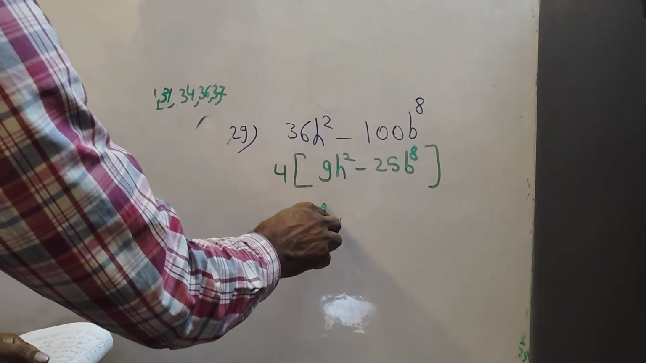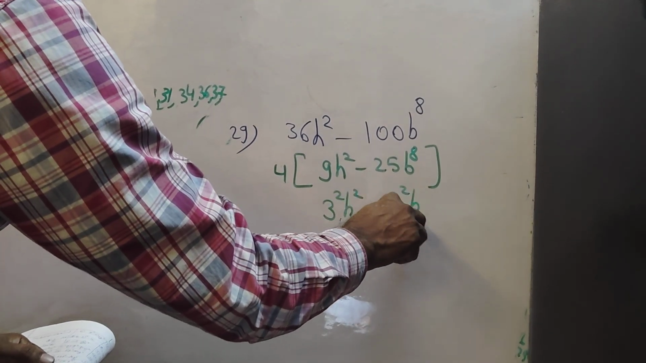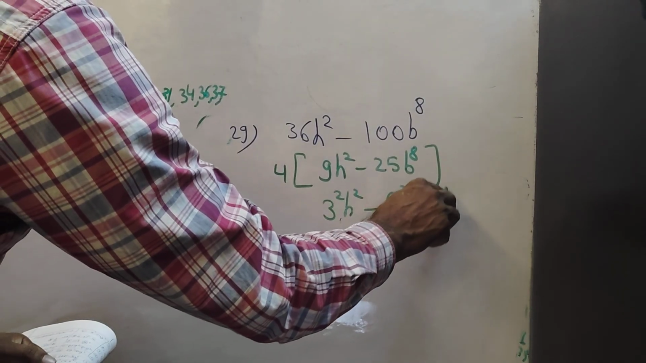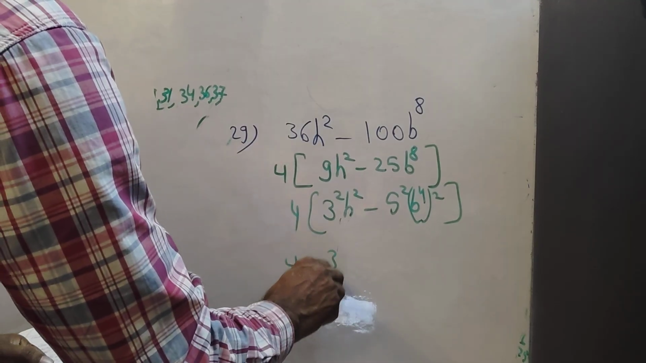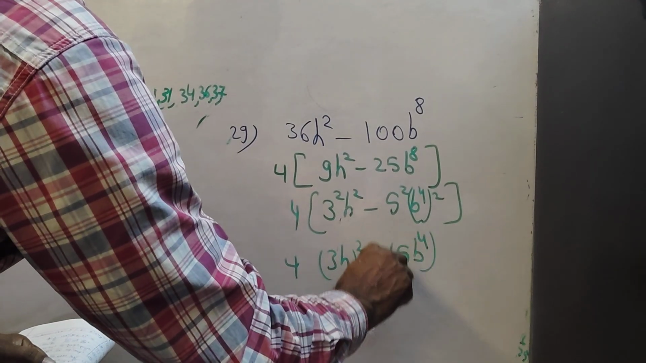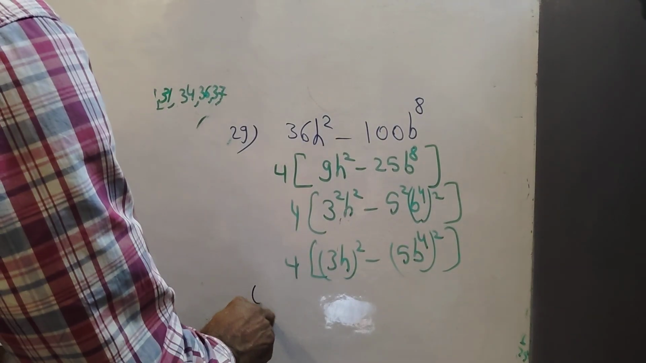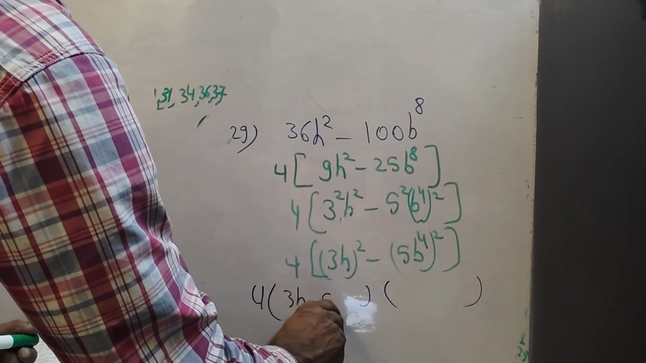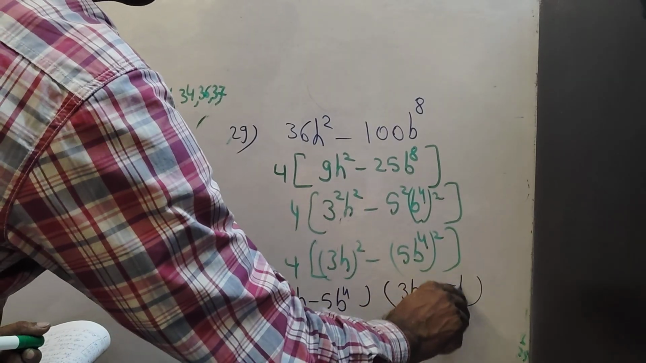Now we can write 9h squared as (3h) squared, 25 is written as 5 squared, and b raised to the power 8 is written as (b raised to the power 4) squared. The outer term 4 is written as it is, and it is 4 times ((3h) squared minus (5b raised to the power 4) squared). Now the identity formula. So in the answer, in the first bracket we write 3h minus 5b raised to the power 4, in the second bracket 3h plus 5b raised to the power 4.